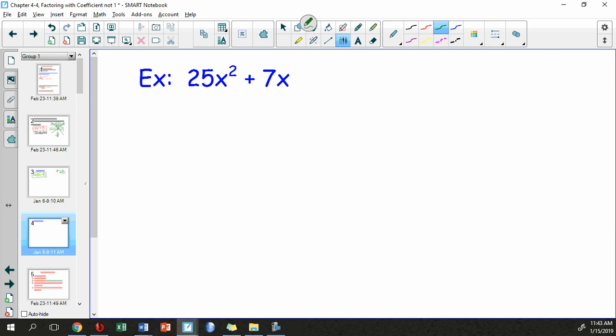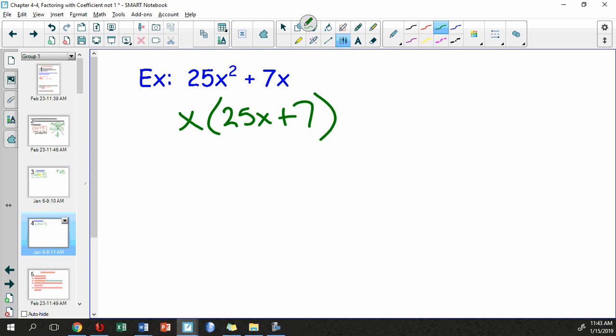Smallest number. Does 7 go into 25? Do I have any other factors of 7? 1, but does 1 change anything? So do I have a numerical GCF? No. Do I have a variable GCF? What is my variable GCF? X. So we're going to pull out an X out of each term. What remains? 25X plus 7. Do we understand that that is completely done there?